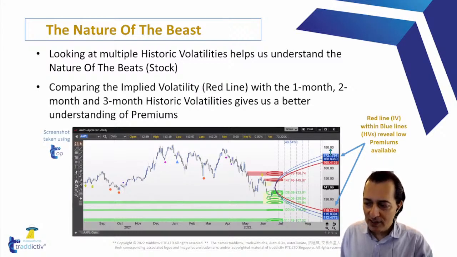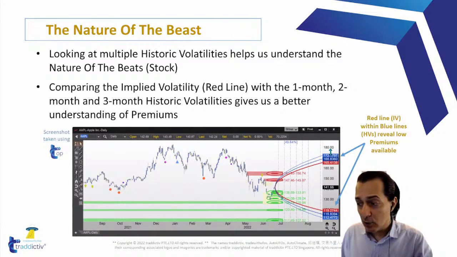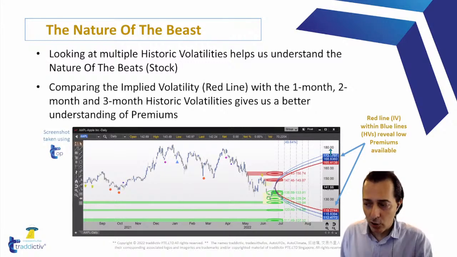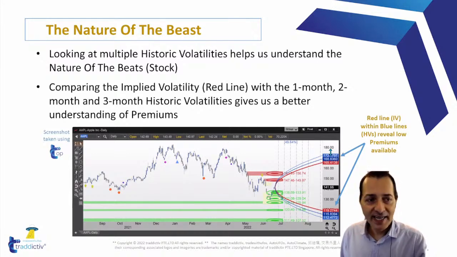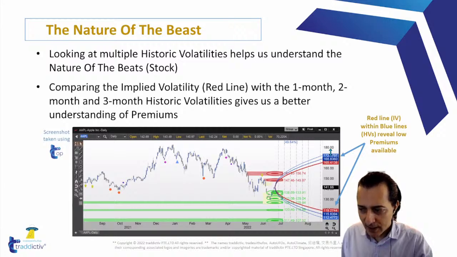So notice how the blue lines, which is the historic volatility, generate a wider cone compared to the red line, which is the implied volatility, which generates a narrower cone. In other words, the speed of movement of Apple in the real world is more. Apple can move faster in the real world than what options are being priced off at this moment of the screenshot. Therefore, options are cheap.